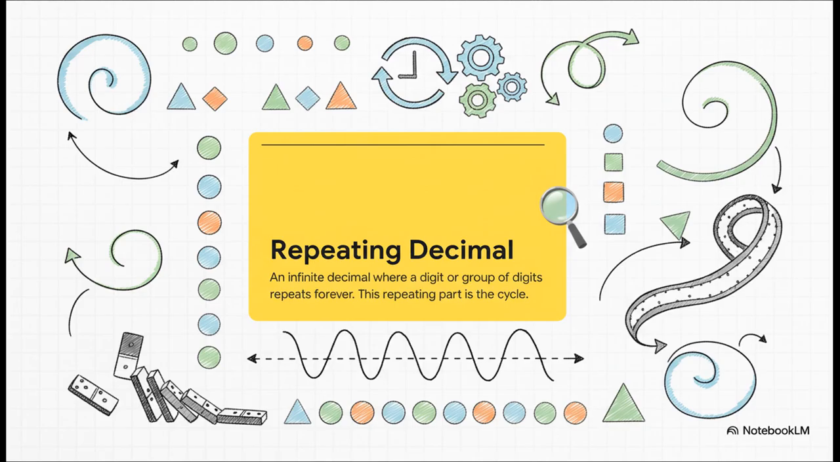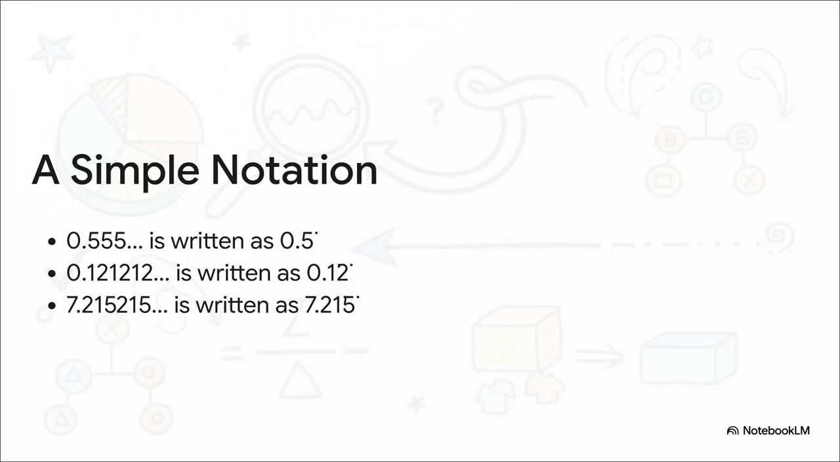We call these guys repeating decimals, and it's exactly what it sounds like. A digit, or maybe a whole group of digits, just repeats over and over and over again, forever. And that part that repeats, we call that the cycle. So see, they might go on forever, but they're not chaotic. They're actually super predictable.